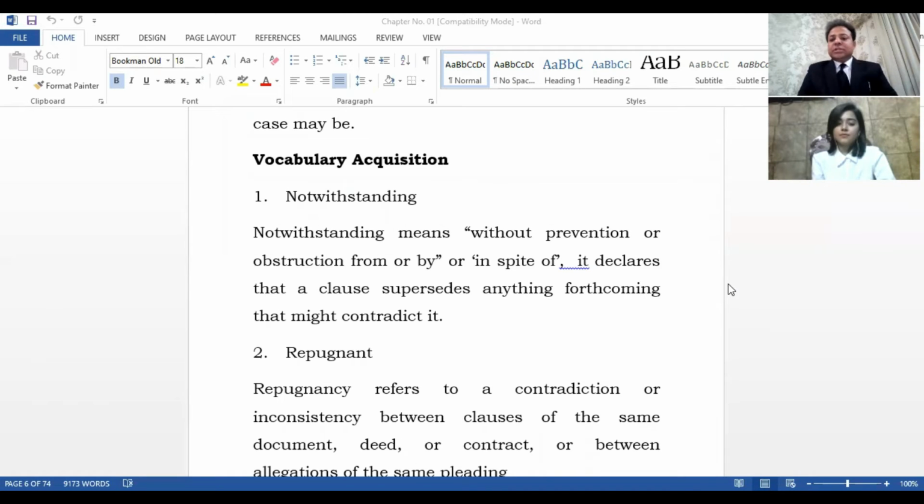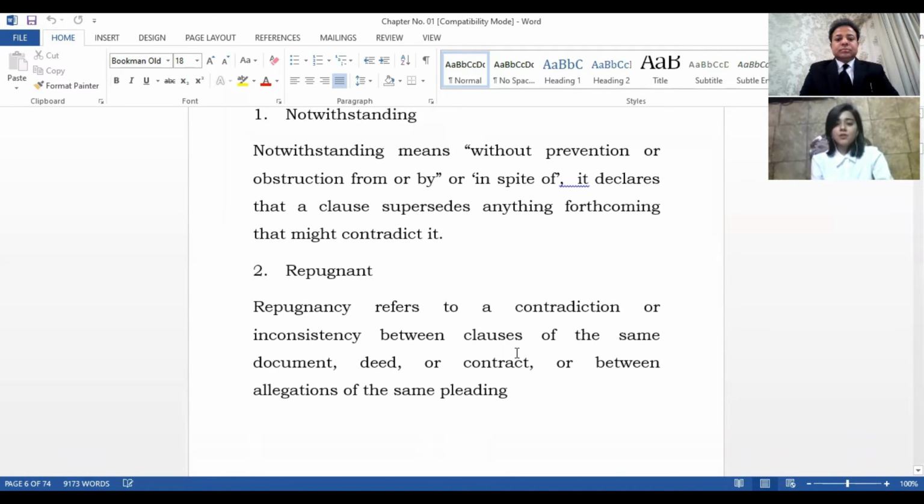Yes, Ms. Aroma, please share the second vocabulary term. Repugnant. Repugnancy refers to a contradiction or inconsistency between clauses of the same document, deed, or contract, or between allegations of the same pleading. That's right.